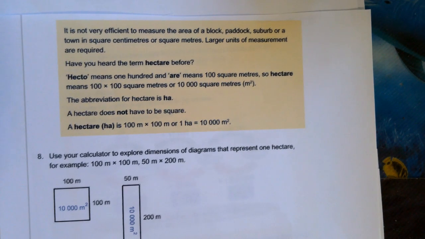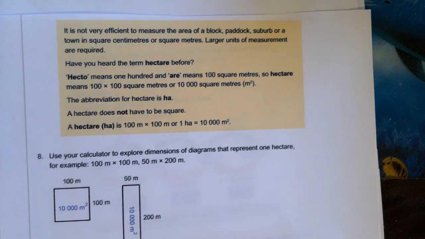There is another measurement in area that doesn't match any of the lengths or volumes. We have one that is more convenient for measuring the block of land you're on, or a paddock, suburbs, towns, because square metres is too small and square kilometres is too big. So there is one called a hectare. Hecto means 100 and the air means 10 square metres. So hectare means 10 times 10 square metres.